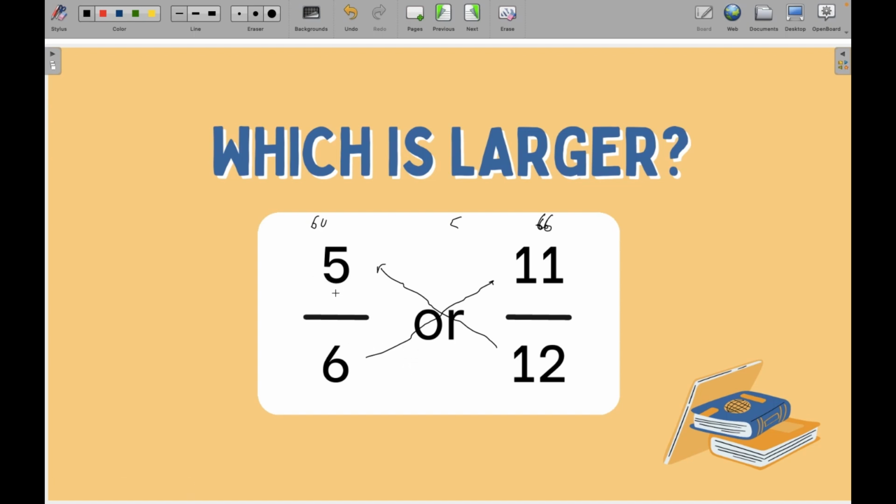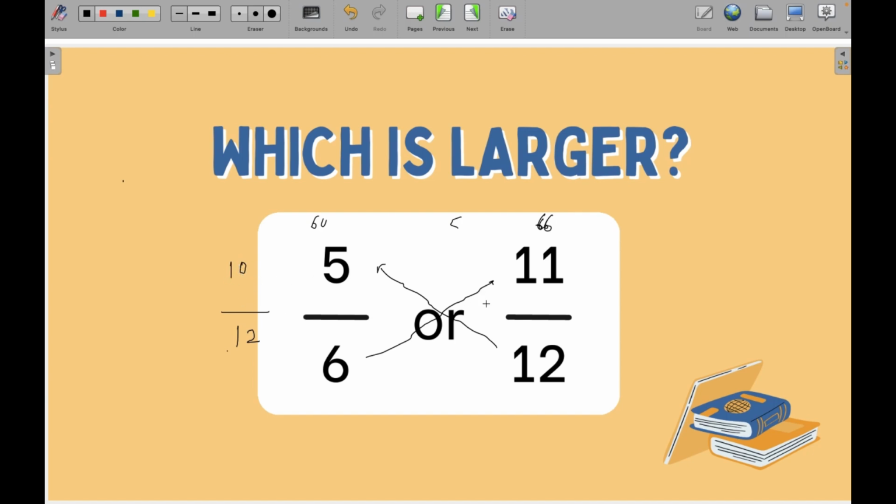What is another way in which we could have solved this? We had to first find the LCM of 6 and 12, so that we convert these unlike fractions to like fractions. Again, 12 is completely divisible by 6, so their LCM is 12 and their HCF is 6. Now I need to convert 5 by 6 into a fraction that has 12 as the denominator. So 6 times 2 is 12, so I'll multiply 5 with 2 as well, so I'll get 10.